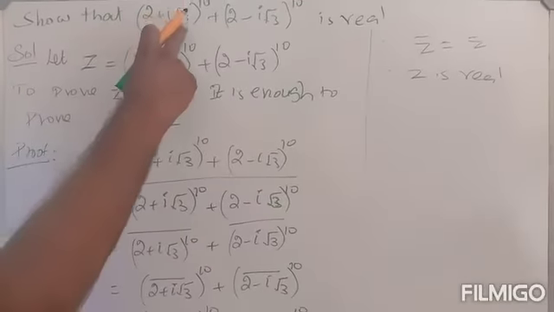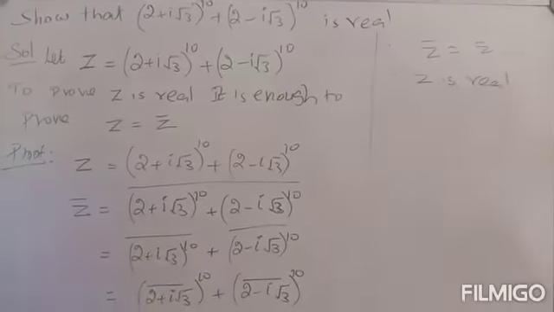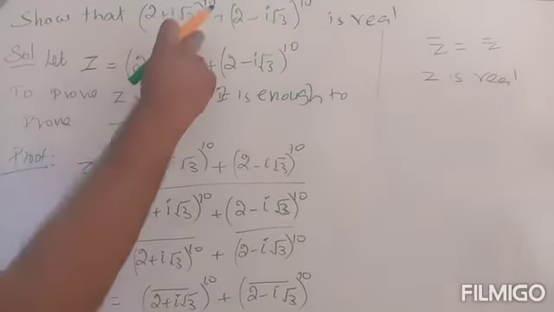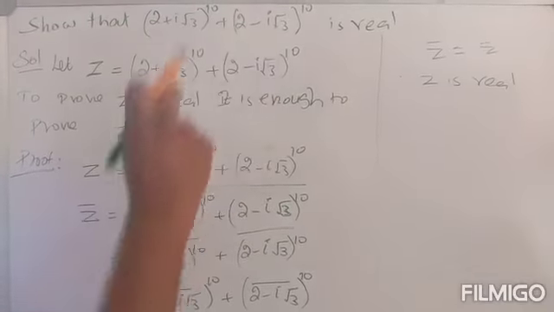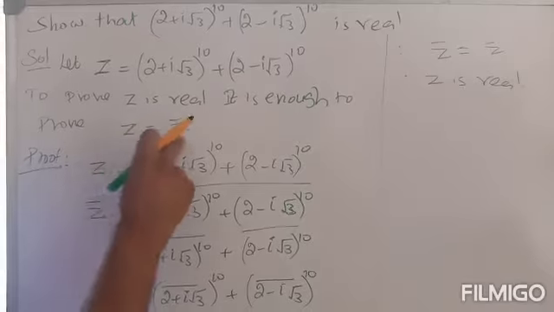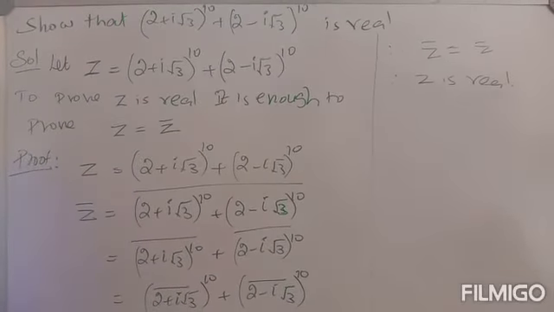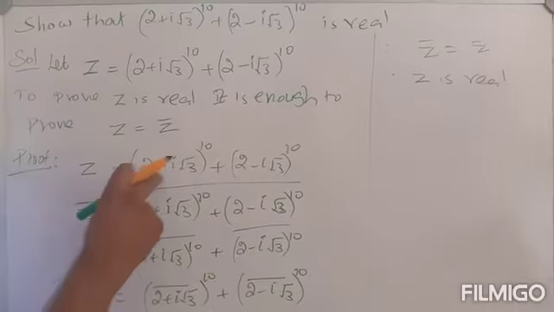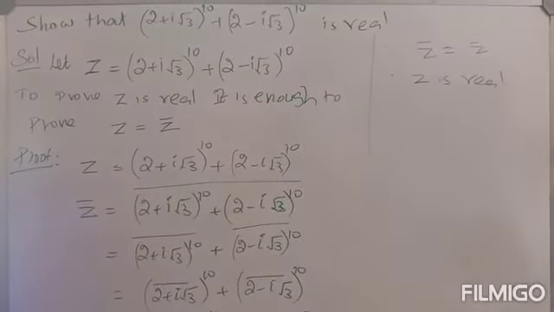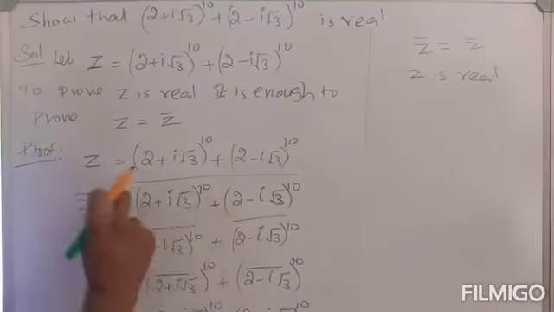Prove that (2 + i√3)^10 + (2 − i√3)^10 is real. Solution: let z = (2 + i√3)^10 + (2 − i√3)^10. To prove z is real, it is enough to prove z = z̄. Already we know that if z = z̄, then z is real. So we take z = (2 + i√3)^10 + (2 − i√3)^10. Now z̄ is the bar of (2 + i√3)^10 + (2 − i√3)^10.